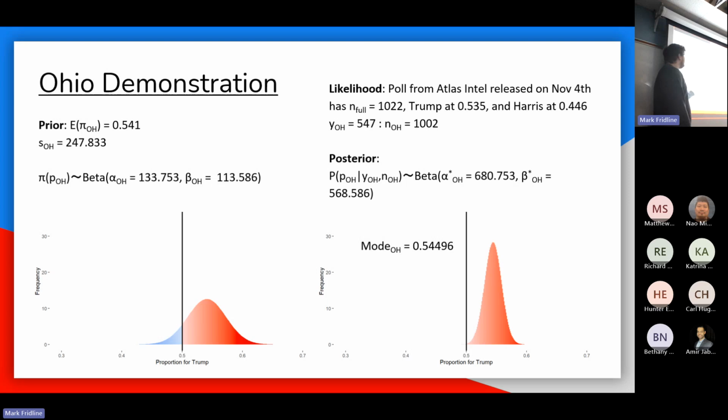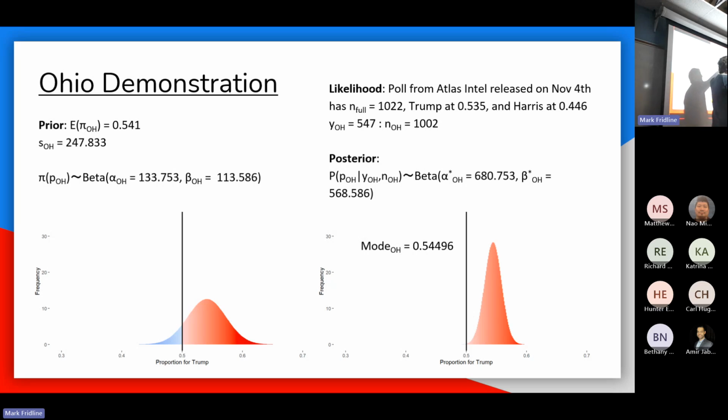So then here's a demonstration for the great state of Ohio. We have our prior information. The American Presidency Project says, after I did my formulas, that 0.541 of the population voted for Trump. Using the formula, we got this sum, this S of 247.833. So then that leads us to this prior distribution here with these parameters, and that's shown down here. So this is just the same prior that we had in the other slide.